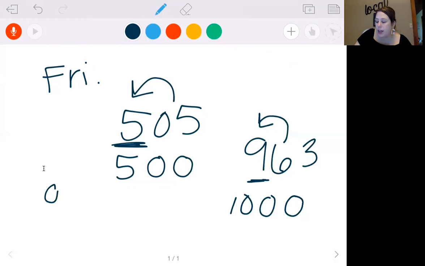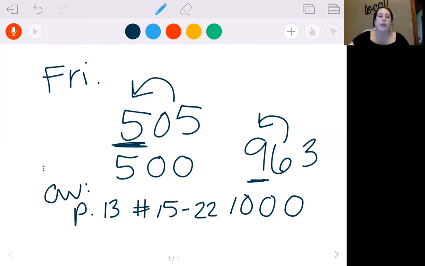So today for classwork, you're going to do page 13, numbers 15 through 22. That is today's classwork. Now I have one more important thing to tell you real quick.